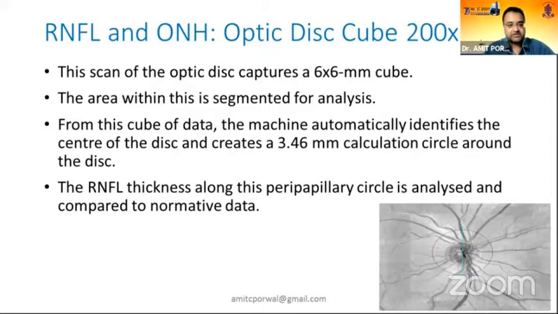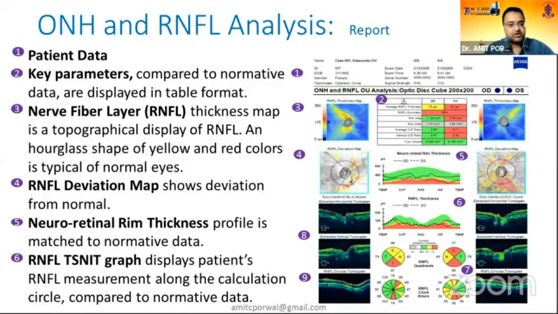So basically, you have this RNFL and optic nerve head optic disc cube, which is 200 by 200 in size. This scan of the optic disc captures a 6 by 6 millimeter cube. So the area within this is segmented for analysis, and from this cube of data, the machine automatically identifies the center of the disc and creates a 3.46 millimeter calculation circle around the disc. And the RNFL thickness along this peripheral area is analyzed and compared to the normative data.